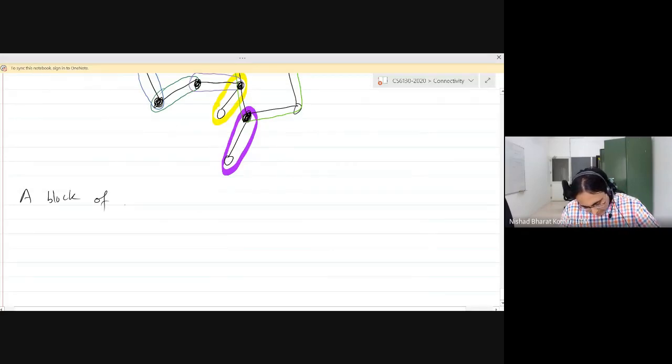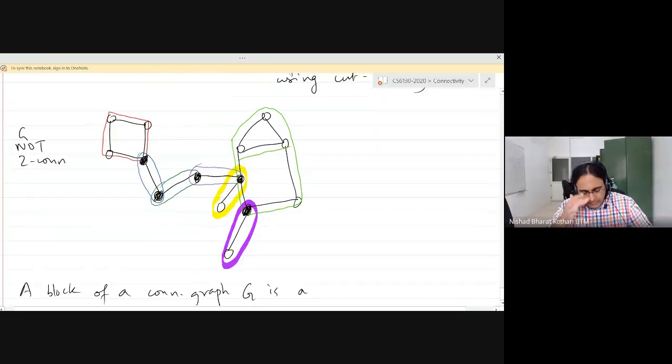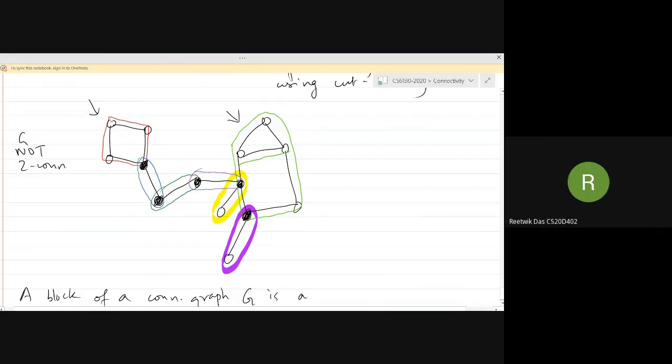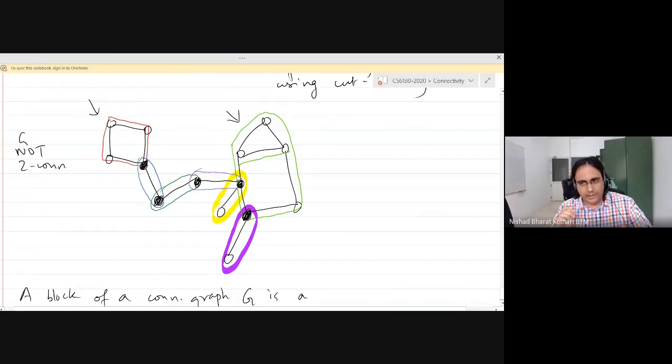A block of a connected graph G is a... so what is happening? Can someone tell me what the properties of these pieces are, especially these two big pieces, this one and this one? They don't have a cut vertex. Exactly. And that basically makes these graphs two connected, right?